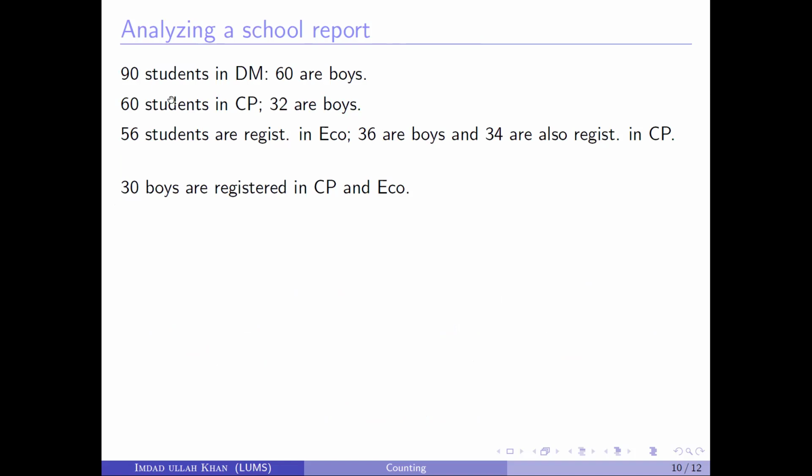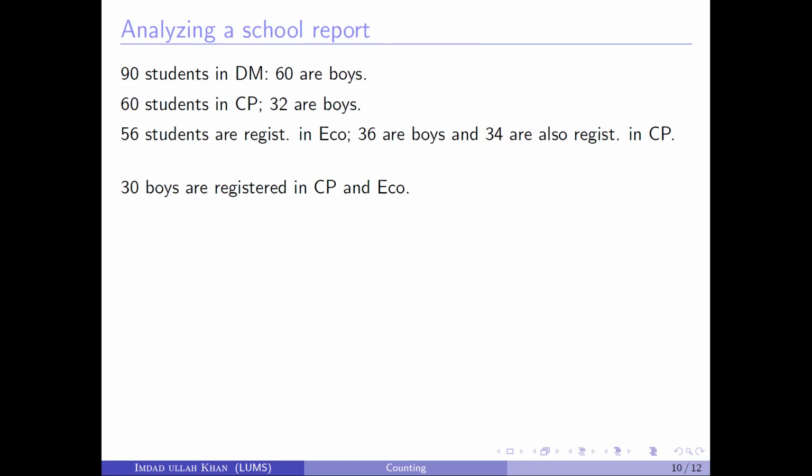So you have been given some news information. For example, someone claims some statistics, and this is a school report. So you are analyzing the school report as the boss of the school or as some external analyst.